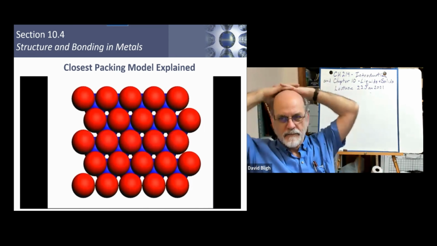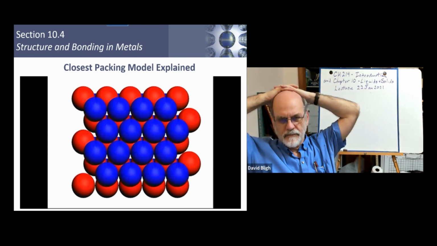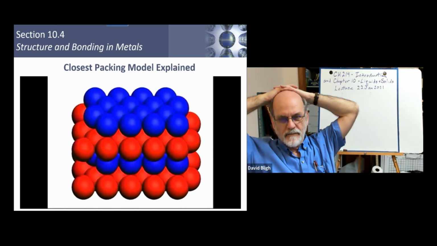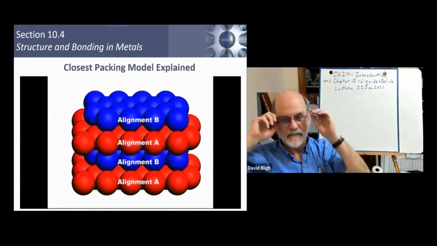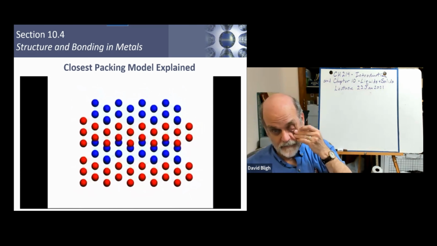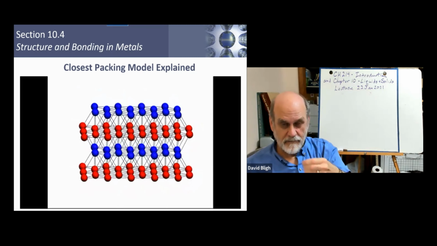With similar reasoning, we keep a fourth layer on top of the third layer and see that the second and fourth layer have the same alignment B. This pattern of close packing is called ABAB type pattern. We make spheres a little smaller and join the centers with straight lines to understand the shape.